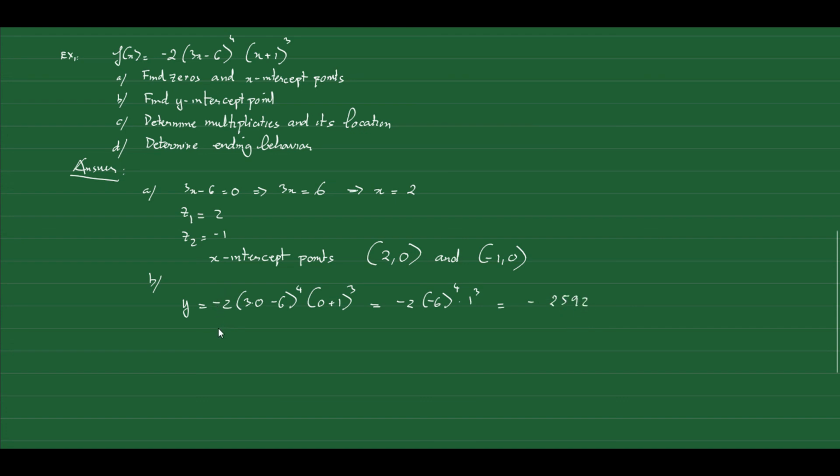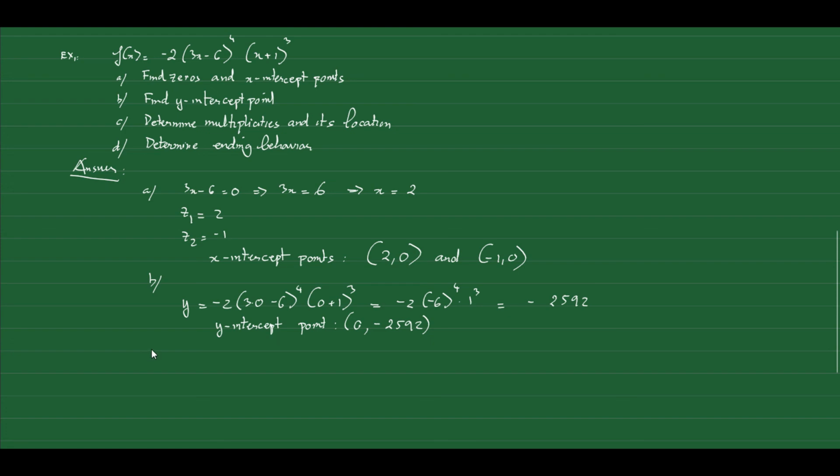Alright, so the y-intercept point will be (0, negative 2,592).